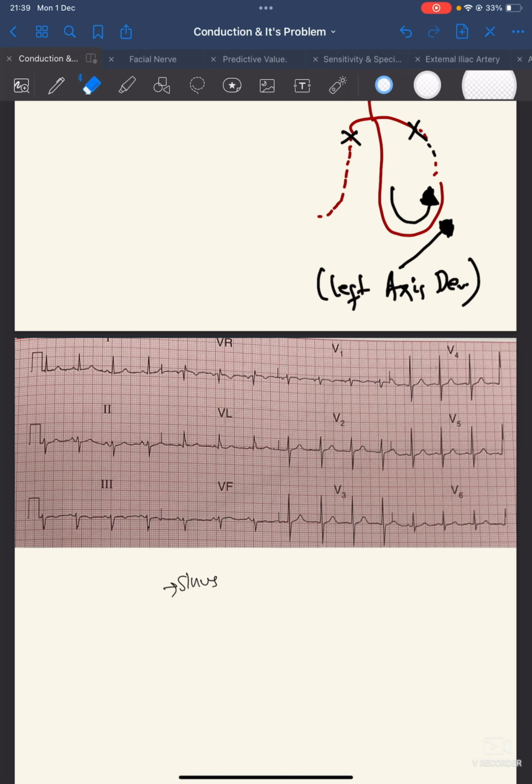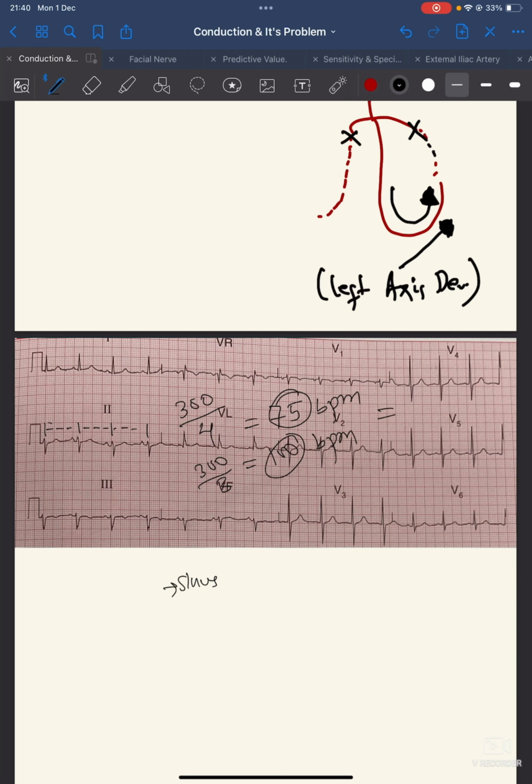Then you can see over here, this is the RR interval. Here is one, here is one, here is one. You can see here 1, 2, 3 and a half, 2, 3 and a half, 1, 2, 3 and a half. So 3 and a half means like 3 or 4 boxes. 300 divided by 4 boxes equals 75 beats per minute. If it had been 300 divided by 3, then it would have been 100 beats per minute. As we have 3.5, that means between 75 and 100, so you can take about 88 beats per minute. So the rate is 88 beats per minute.